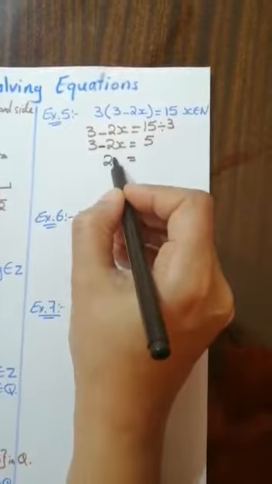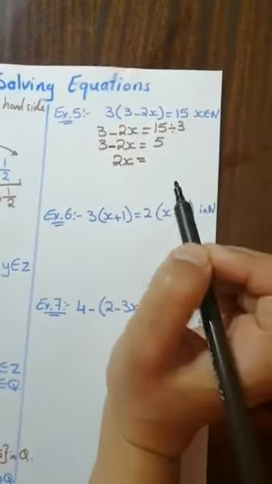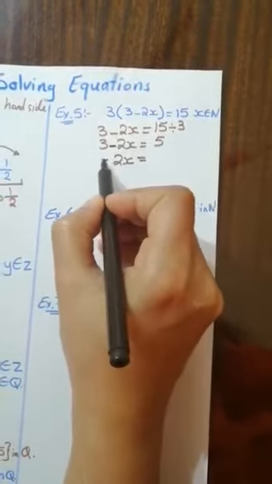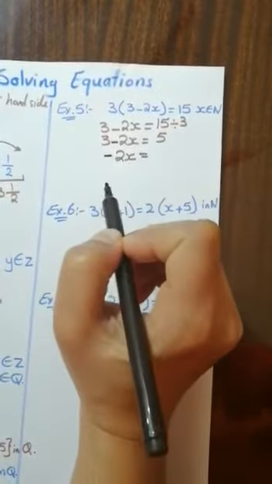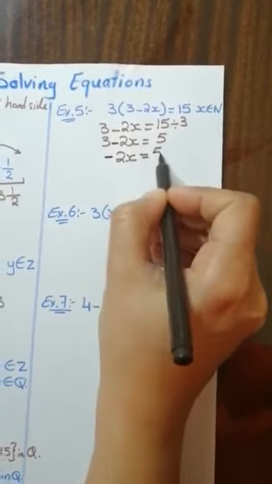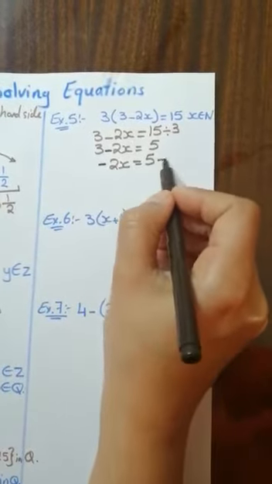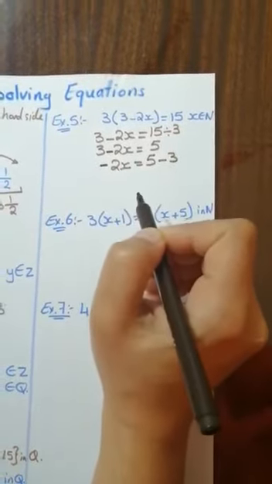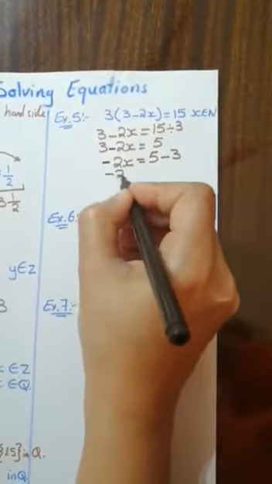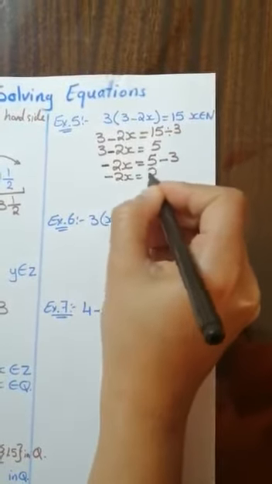Most of you write 2x, and this is totally wrong. This is called what? Negative 2x. Take care of this. And here 5 is already sitting. The 3, which is positive here, will go to the other side, minus 3. So it will be negative 2x equals 2.